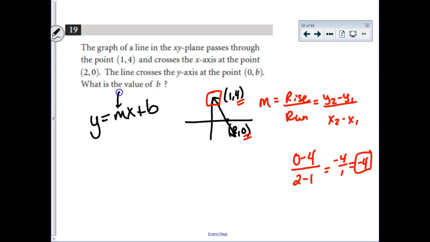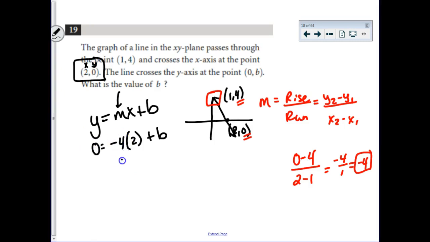I know the slope. We just found the slope to be negative 4. And I'm trying to find B. Plug in your favorite ordered pair. Does anyone have a favorite ordered pair out of these two? 2, 0 sounds great. So we're going to plug in an x equals 2 and a y equals 0. Watch me go. Solve for B.